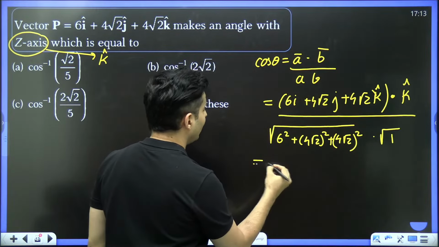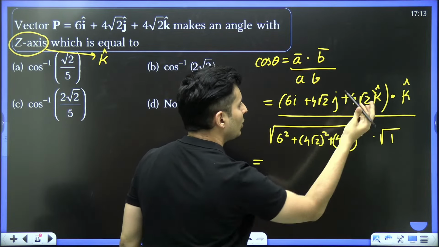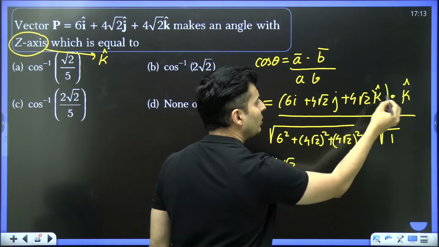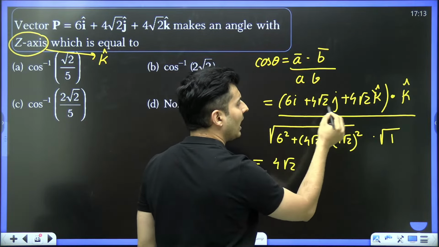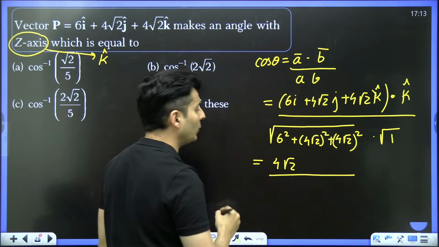So let's see what do we get. 6 nothing, 4 root 2j nothing, 4 root 2 into k, yes. So this will be 4 root 2. That's it. k cap into k cap is 1. There is nothing for i and j to multiply with. So there is nothing on the top apart from 4 root 2.